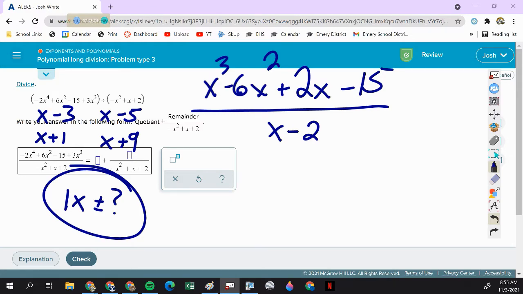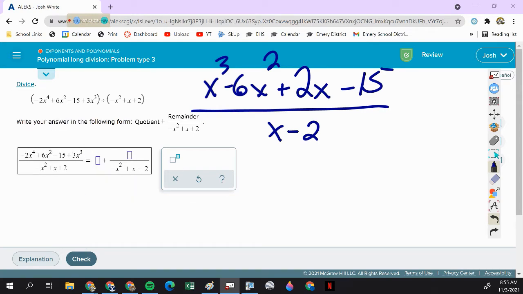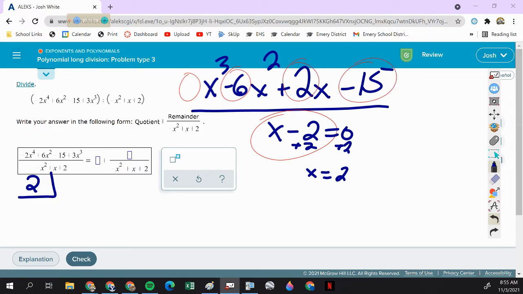Okay? And this is what you do. It's called synthetic division, and it's really, really fast, but it doesn't work all the time. But in this case, it will work because I have x minus 2 in the bottom. What number makes the bottom 0? 2. So I write x minus 2 equals 0, I add 2, and I get x equals 2. Now, synthetic division is going to look really weird, but I put 2 in the corner, and then I go through and list all of the coefficients of the numerator. So 1, negative 6, 2, negative 15.